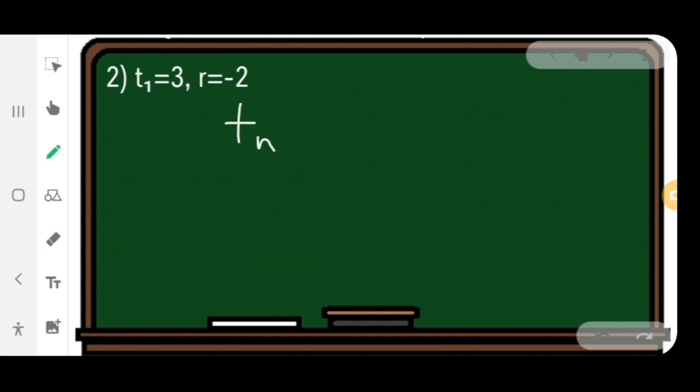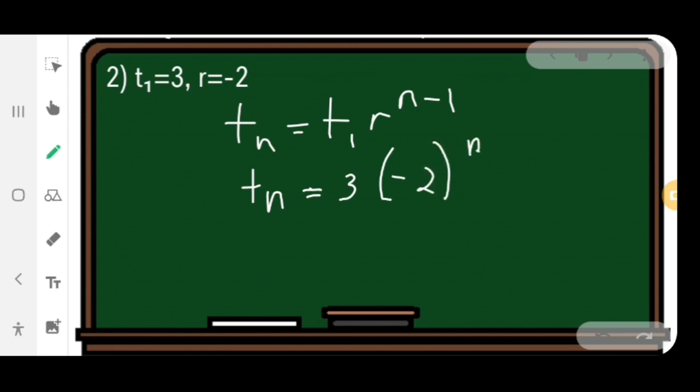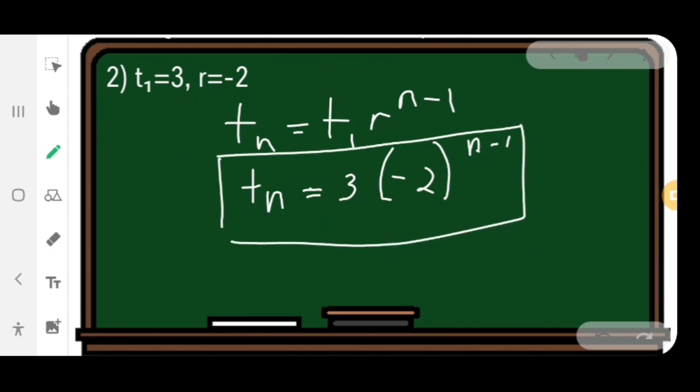So we have t sub n is equal to t sub 1 times r raised to n minus 1. Substitute the given values. We have t sub n is equal to 3 times negative 2 raised to n minus 1. This is our general term. Do not forget to enclose the ratio in parentheses.